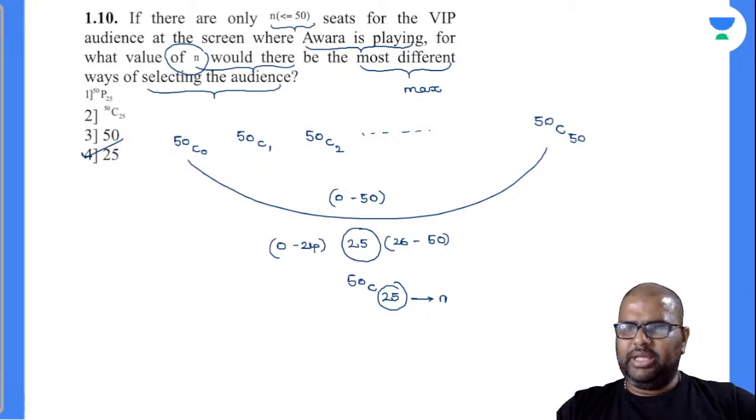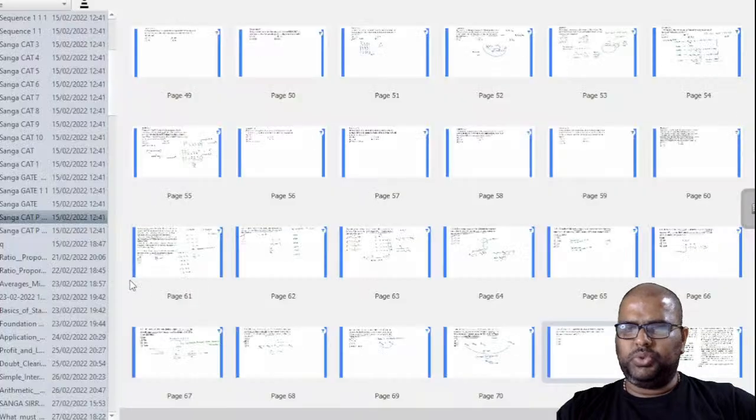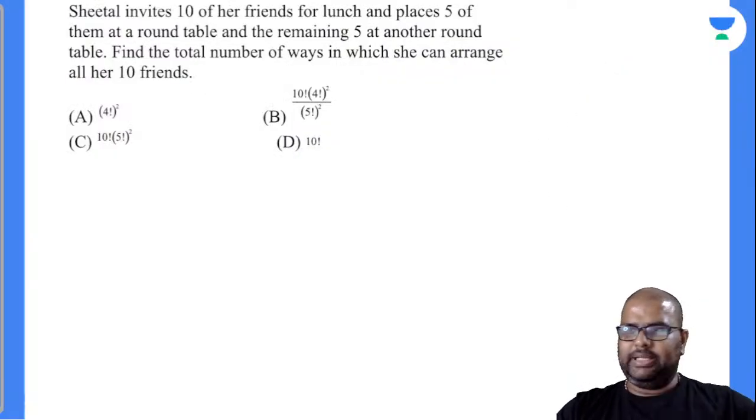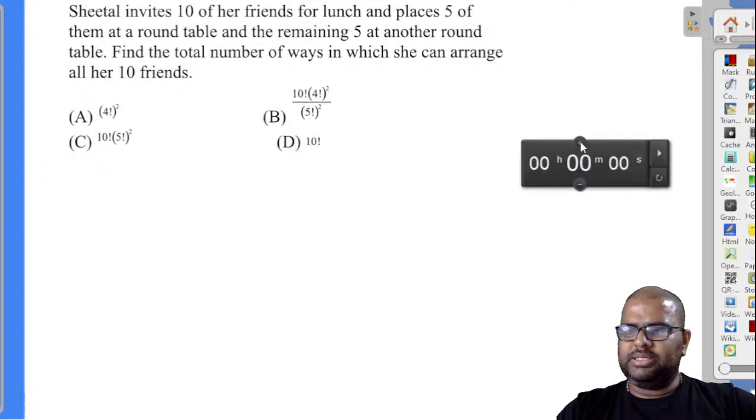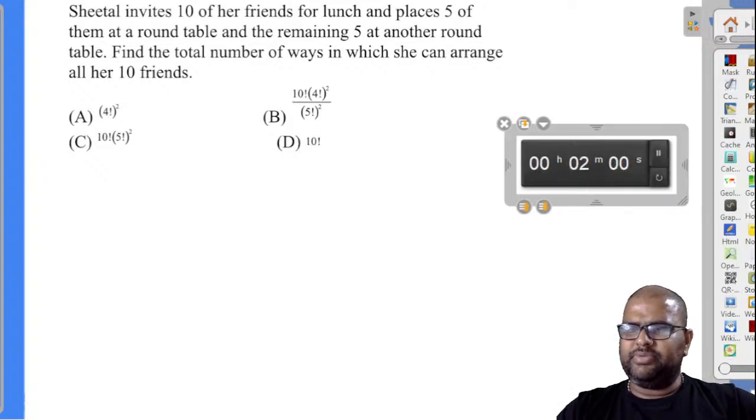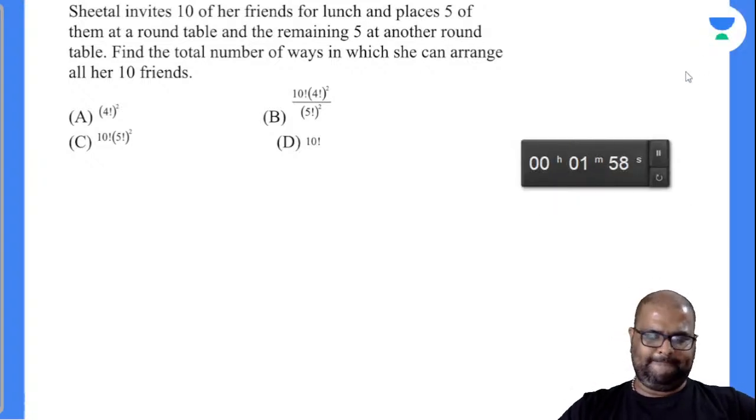Let's come back to the next question. Let's solve the remaining questions we have left over. So this is the question. Let's see how many can solve this. 2 minutes. There are 3 questions. We'll solve them and then I'll end the class.